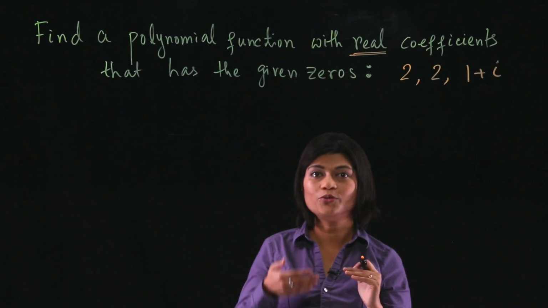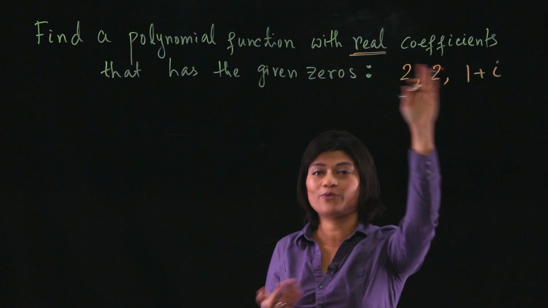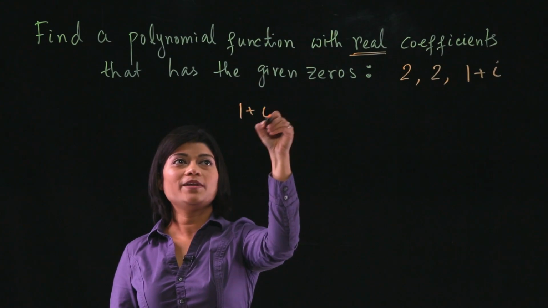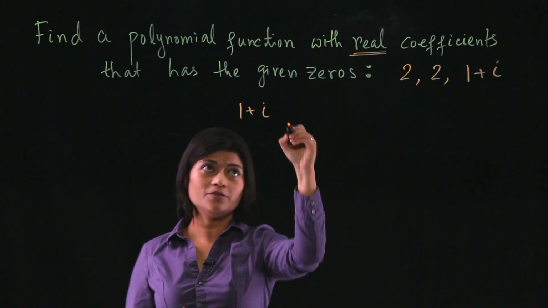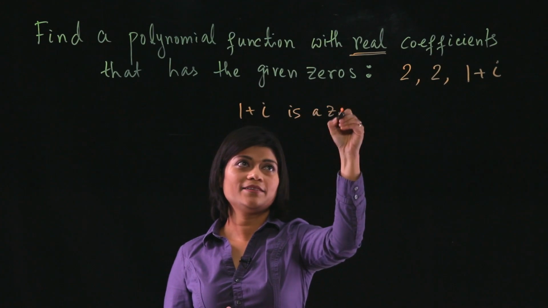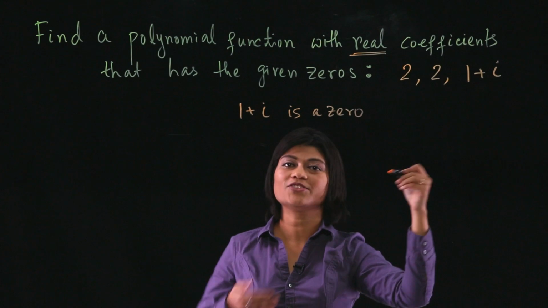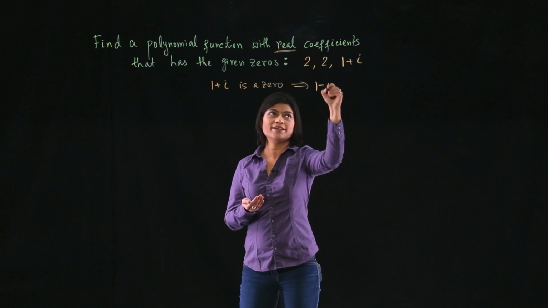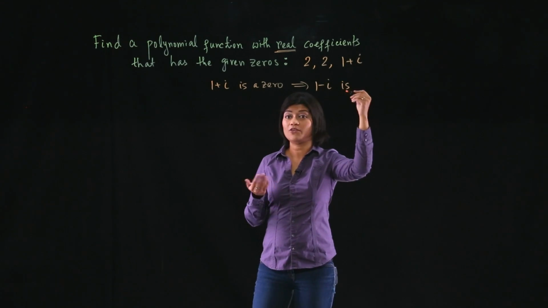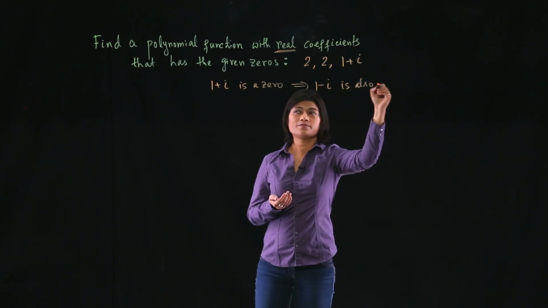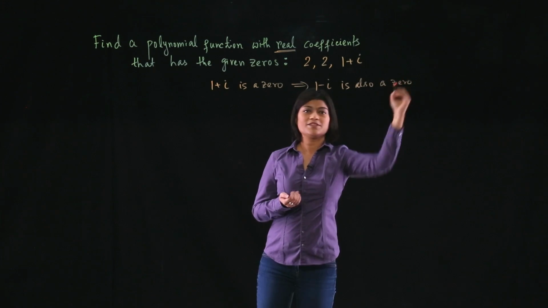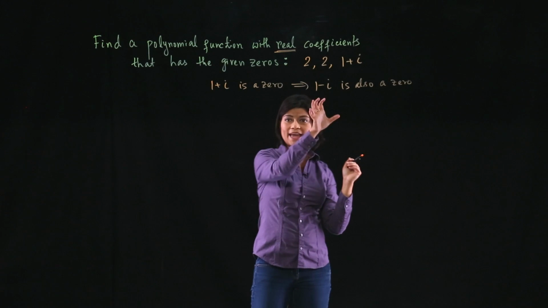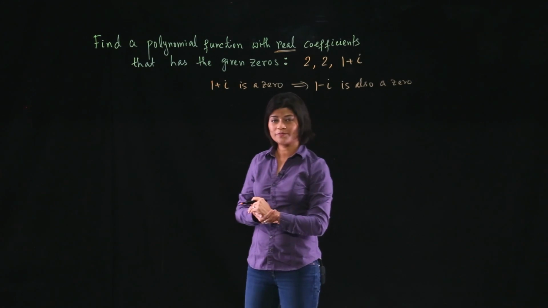So we cannot just have these three factors in the polynomial expression. How do we know for sure that we'll have real coefficients? Well, recall that if 1 plus i is a zero, then its conjugate is also a zero. And the conjugate is 1 minus i. So that is also a zero of this function. So we will include both factors for 1 plus i and 1 minus i in the expression.